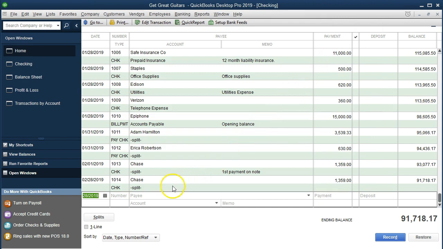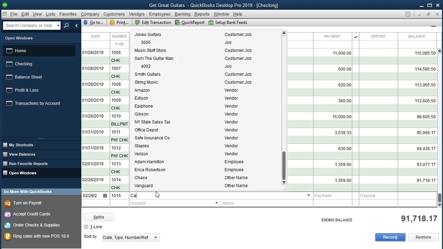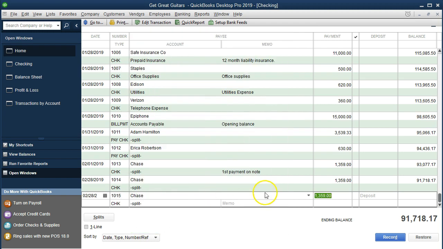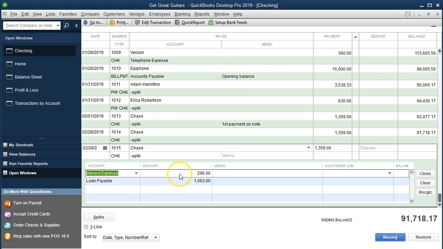Now look what would happen if I entered another transaction for Chase. We're not going to record this. We're just testing here. We're going to say Chase. It's then going to auto-populate. It's going to say, hey, I would think this is what happened last time. And then if you look at the split, it's going to say, here's the split that happened. Now this amount's the same, and so this could be useful, but the split is not.